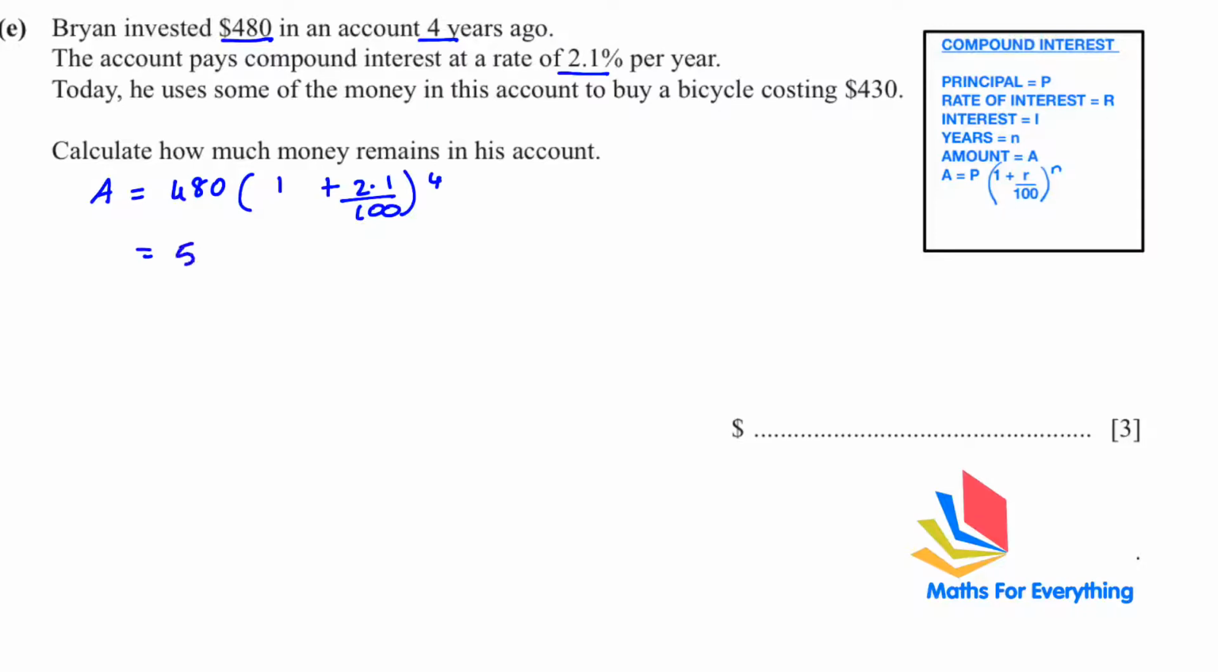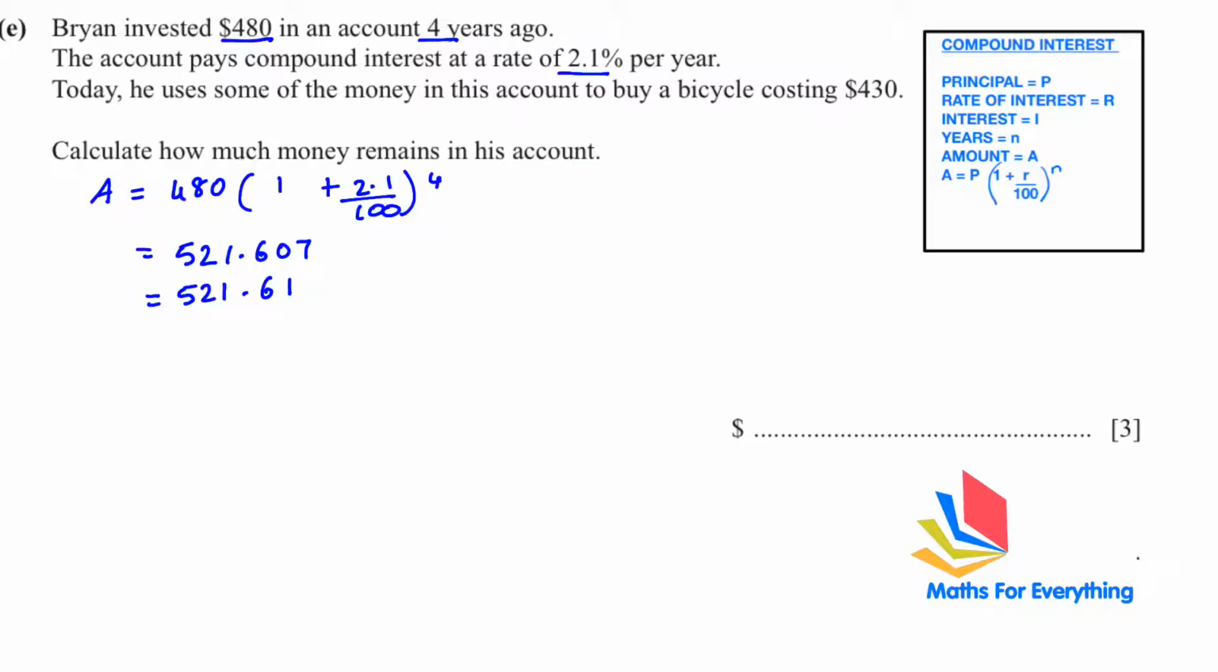This will give us 521.607. When we round it to 2 decimals, it will become 521.61. You will have to round it to 2 decimals. Look at the number after; if it is 5 or more, you add 1 to the previous number.